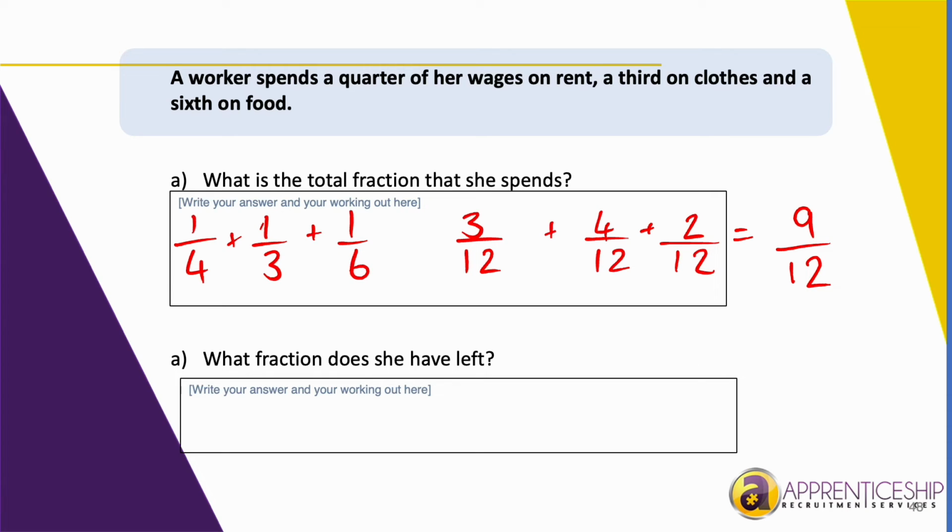So what fraction does she spend? 9 twelfths. What fraction does she have left? So the total is going to be 12 over 12, take away 9 over 12 is 3 twelfths. Can we simplify this answer? Yes, 3 goes into top and bottom, so it'll be 1 over 4. So this worker has a quarter of her wages left after all of the bills have come out.